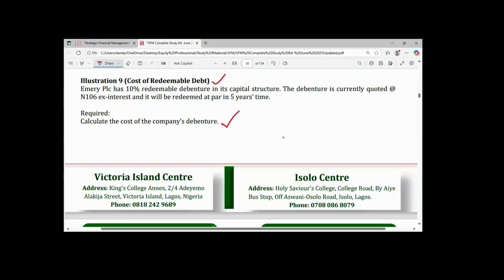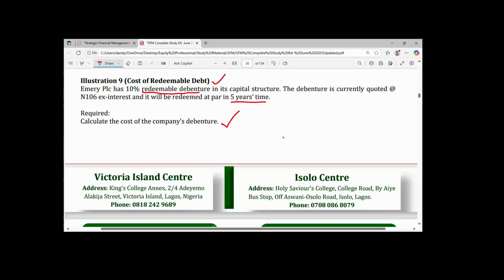So you need to ask yourself, what kind of debenture is this one? Is it redeemable debenture or irredeemable debenture? The fact that the examiner calls it a redeemable debenture does not make it redeemable. A debenture will be redeemable if the maturity date or redemption date is given. In this question, you are told that this debenture will be redeemed at par in 5 years' time. That 5 years' time is the redemption date, the maturity date. So at this point, you can go ahead and calculate cost of redeemable debenture.